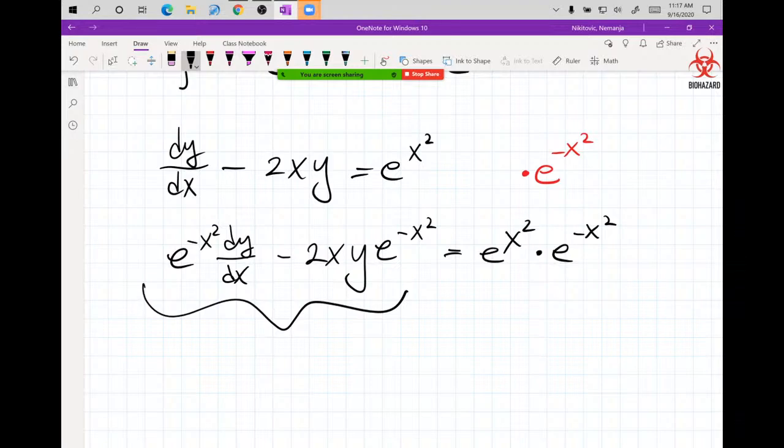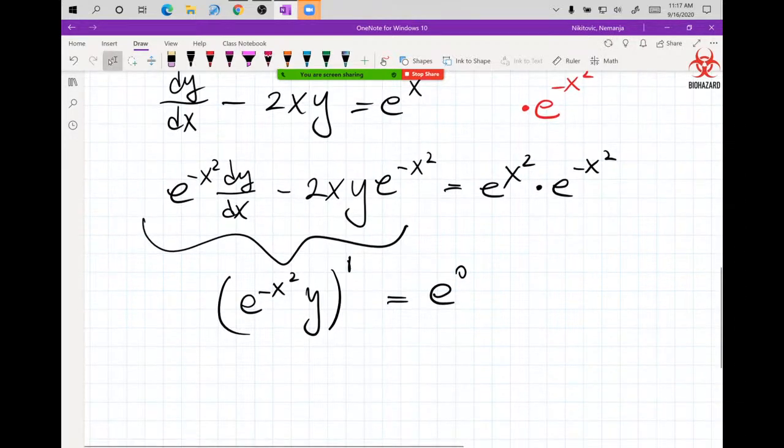So I hope you understand that. And the answer to this is e to the negative x squared y prime when it compresses. Now don't panic yet. I will explain. And over here you have e to the 0, which is equal to 1.